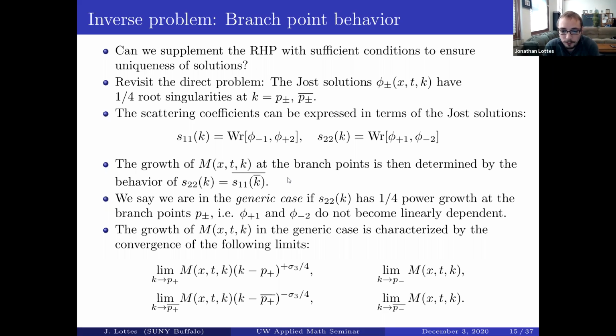So for the simplest case, we say we're in the generic case if S22 has 1/4 power growth at the branch points, which corresponds to the case where these EO solutions, phi minus 1 and phi plus 2, do not become linearly dependent at the branch points. And in that case, in the generic case, the growth of M is characterized by the fact that the following limits exist. If I approach the minus branch point, M is continuous. If I approach the plus branch point, then the growth of M can be canceled out by this K minus P plus to the sigma 3/2, and the other in the lower half plane.